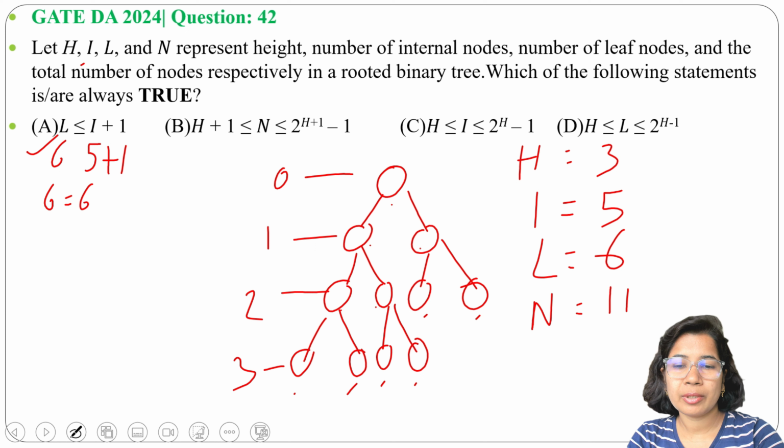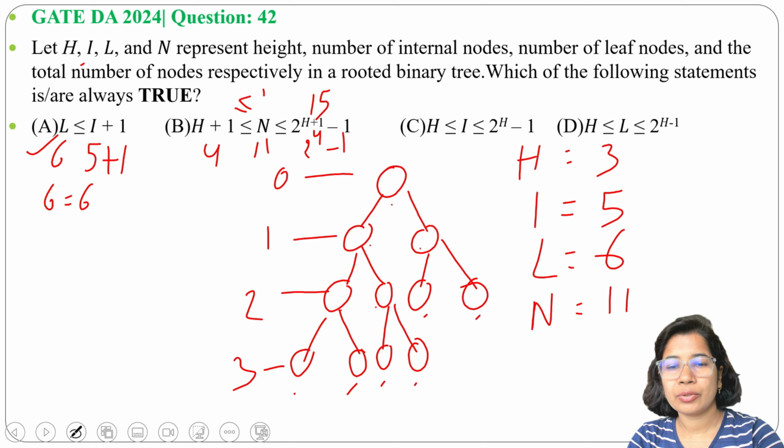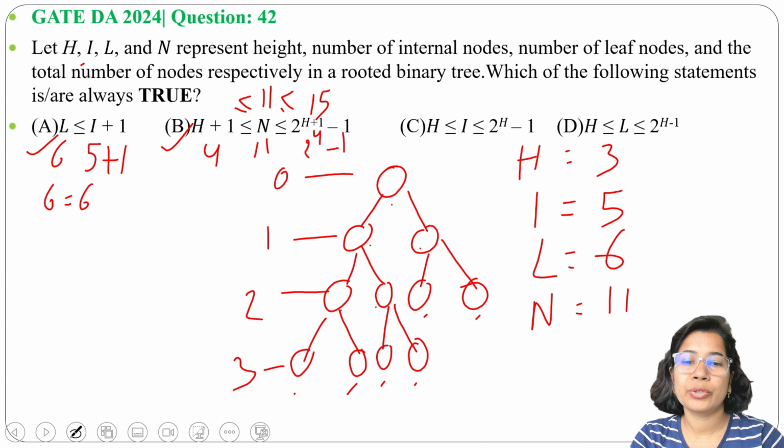So next option B, H plus 1. H is 3, so 3 plus 1 is 4. N is 11, and the bound is 2 power (H plus 1) minus 1. So 2 power 4 minus 1. 2 power 4 is 16, 16 minus 1 is 15. So 4 is less than or equal to 11, and 11 is less than or equal to 15. So this satisfies, hence option B is also true.